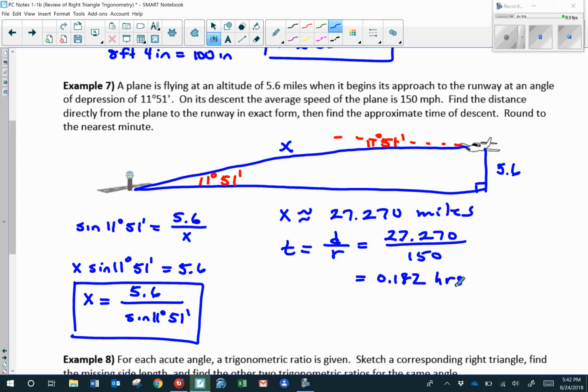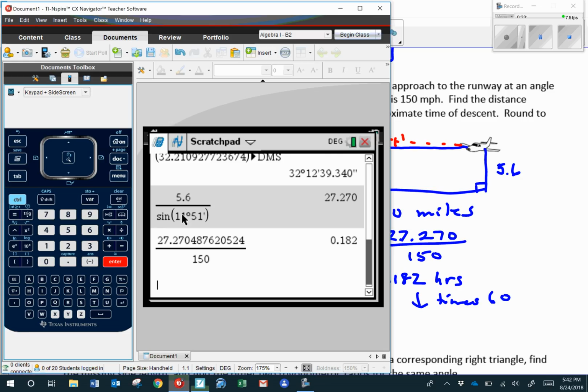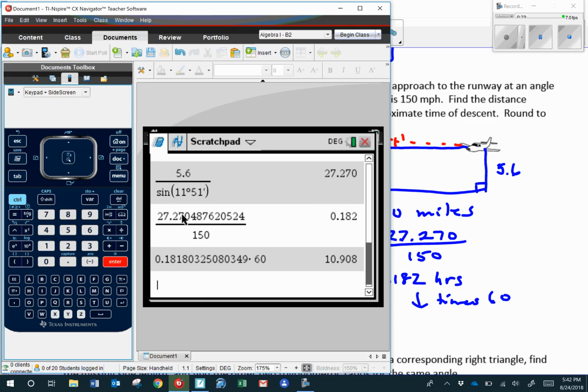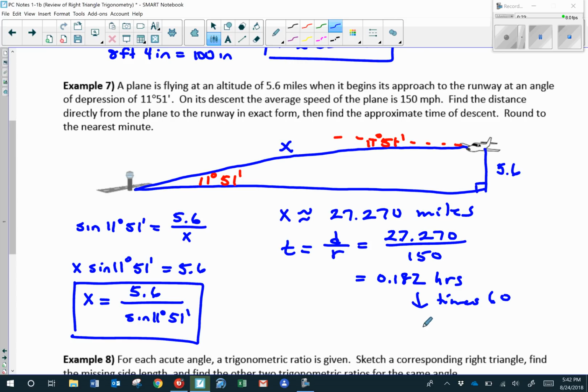The reason that's in hours is because our rate was measured in miles per hour. The answer that they're looking for is in minutes. Well, if what we've got is measured in hours, then if I multiply that by 60, I should be able to get the number of minutes in time that that's equal to. So back to the calculator, multiply that result by 60, and we get about 11 minutes. And that's the approximate time of descent.